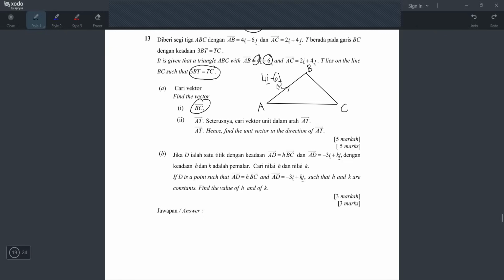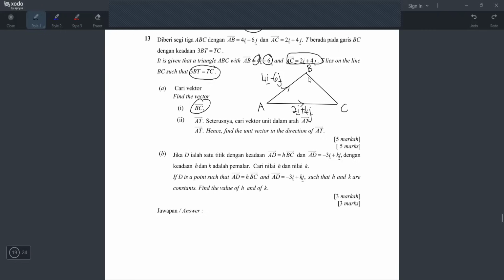Okay, I will not betulkan the diagram, because I know the diagram is not important. Right, the working is what's important. So AC label, just label 2i plus 4j. All right. Same thing. I know it doesn't look like it's going 2 ke kanan, 4 ke atas, but it doesn't matter. Okay, it's fine.